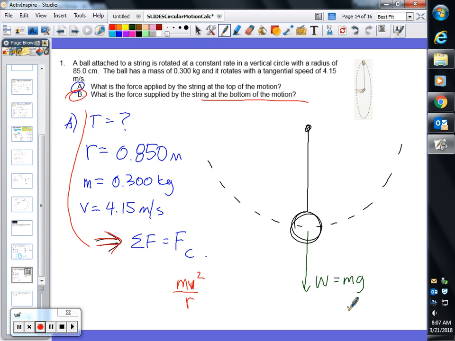We figured out this number in the previous problem, right? 2.43, is that what it is? 2.94? 2.943. All right, so this is 2.943. That's going to be true whether the ball is at the bottom of the motion or at the top of the motion. It doesn't change. Okay? But the other force, the tension force in this case, tension is a pulling force.